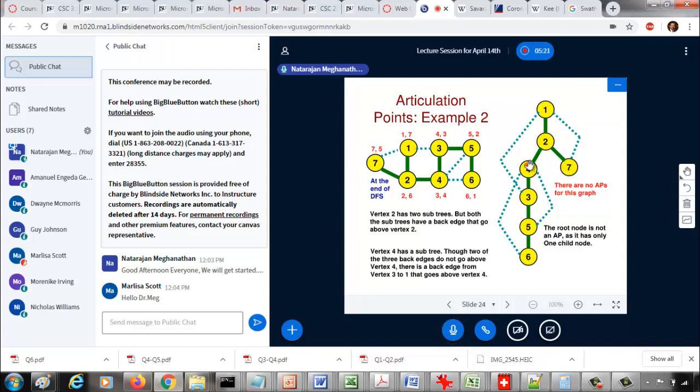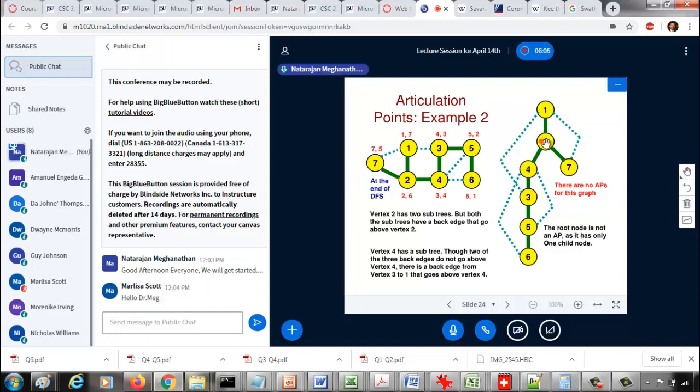Now let us check the subtree starting from vertex 4. From this subtree you actually have three back edges associated with it. Two of the back edges go only up to vertex 4, but there's at least one back edge, the one that goes from 3 to 1. This back edge goes above 2 in this depth first search tree. So the presence of this back edge between 3 and 1 is sufficient for this subtree. There are two subtrees, from each of which there is at least one back edge that goes above 2. So 2 is not an articulation point.